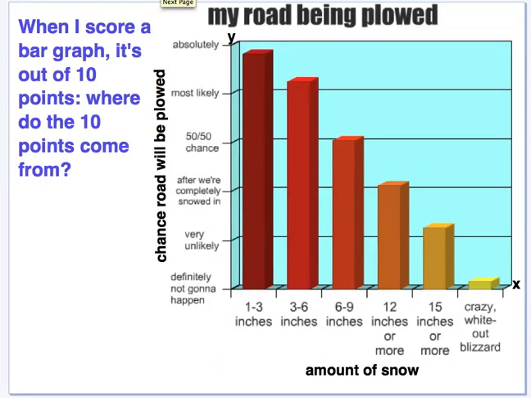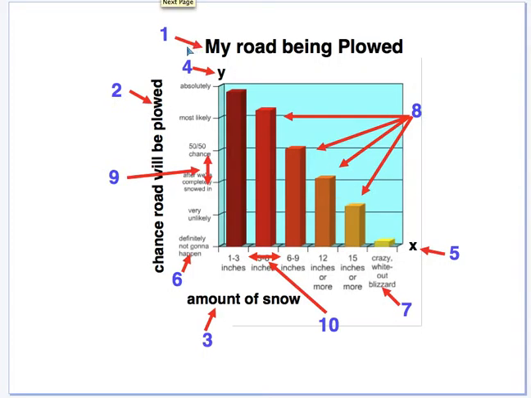Now, when I score graphs, I want to show you exactly what I'm looking for. There are 10 details that I'm looking for. And so this is a graph representing the chance of my road being plowed. It's going to absolutely be plowed when there's only 1 to 3 inches of snow. It's never going to happen when it's a whiteout blizzard, and you have varying degrees of plowedness. So there's 10 details, and you can pause and look at this and see if you can figure out what the 10 details are.